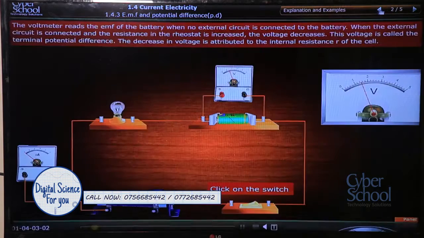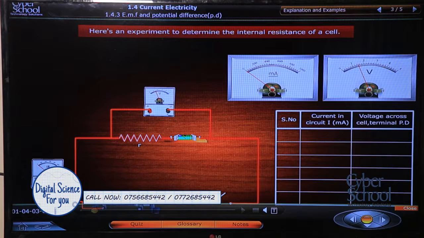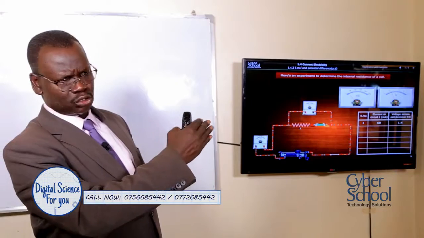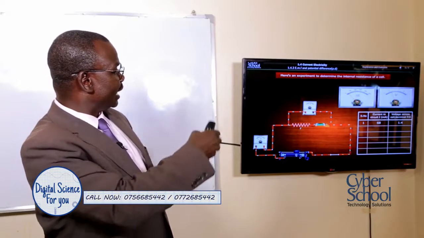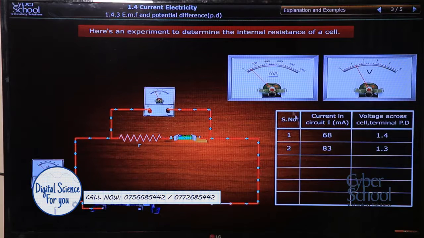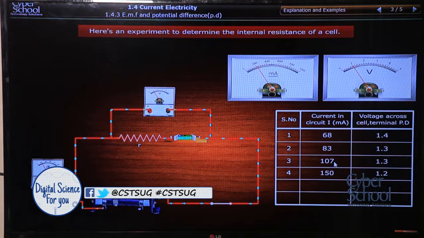So the table shows, let us look at the table. As the table is being filled, the milliammeter keeps on reading the current. You see 68 milliamps, then 83 milliamps, and then we get the next one. So as the current increases, the voltage, what we call the terminal PD, also decreases. So take a look at that.